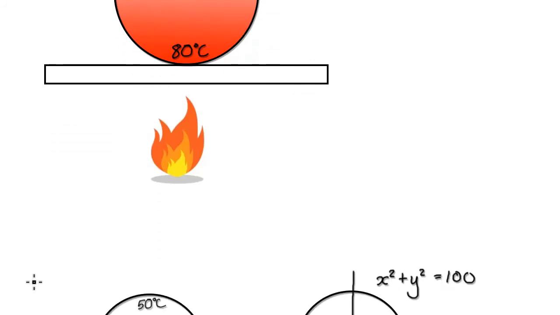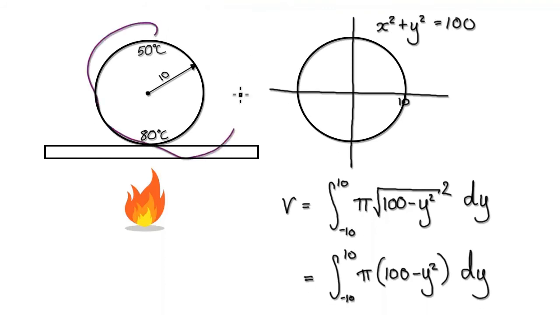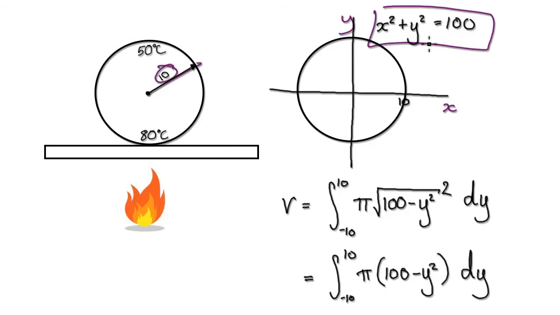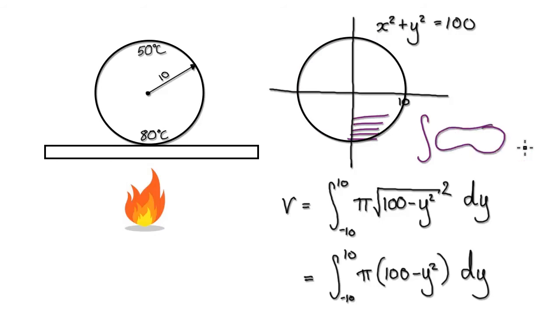Okay, so to do this, we are going to translate our situation into a circle. This is a grid, x-axis, y-axis. The equation of our circle with radius 10 is this. We're going to sum up everything, moving in the y direction, so it's going to be something dy. Our tracker will be our y.